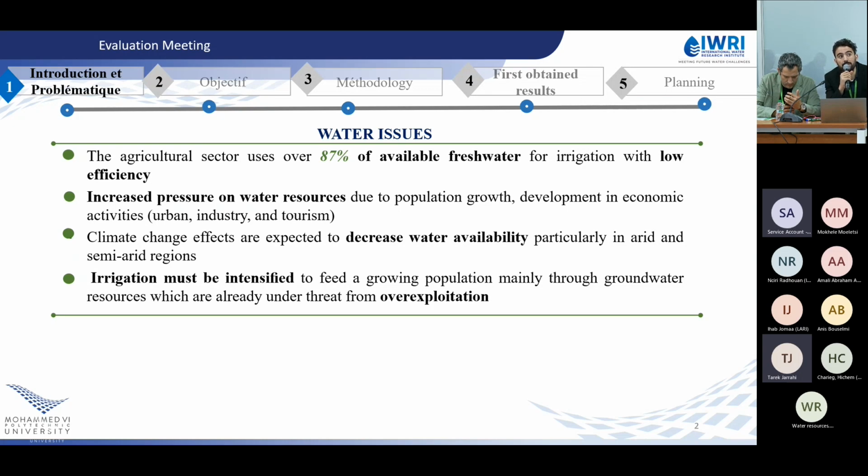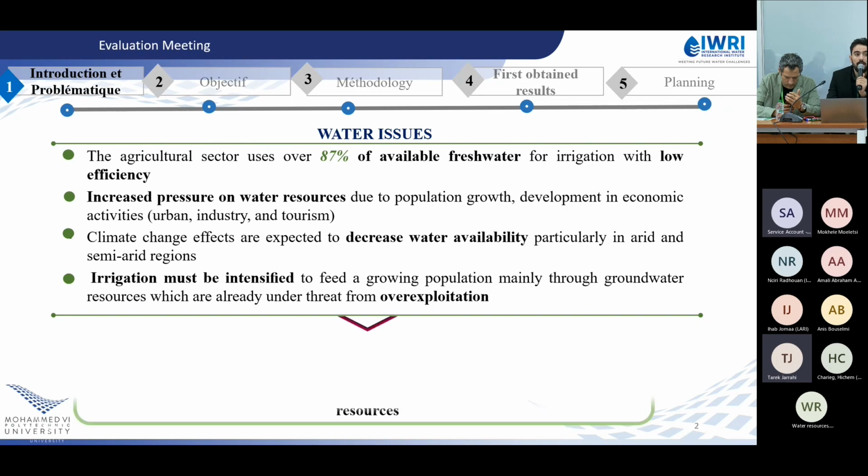We can note also that the climate change effects are expected to decrease water availability, particularly in our regions, the NENA regions. And in order to deal with the food security problem, the irrigation must be intensified to feed a growing population, mainly through the groundwater resources, which are already under threat from overexploitation.